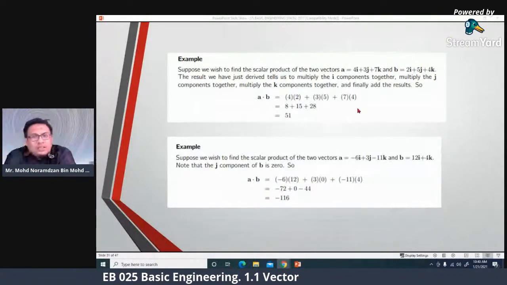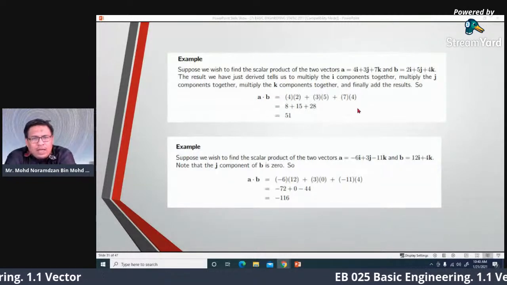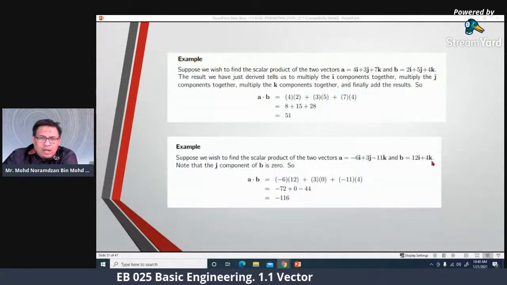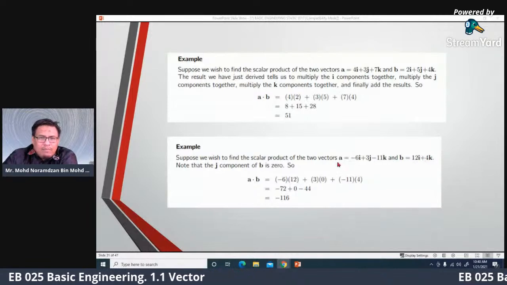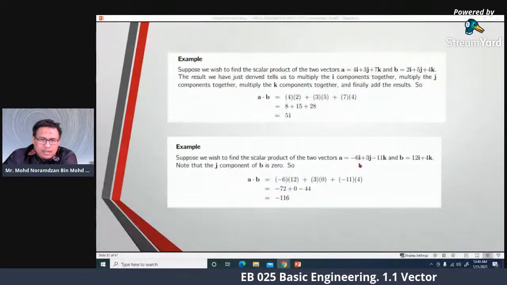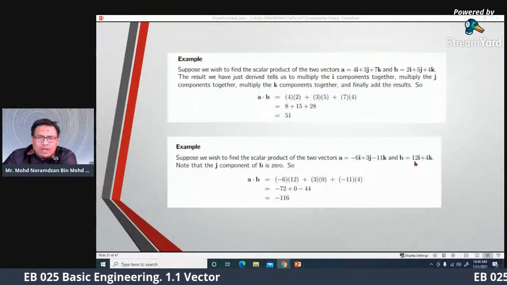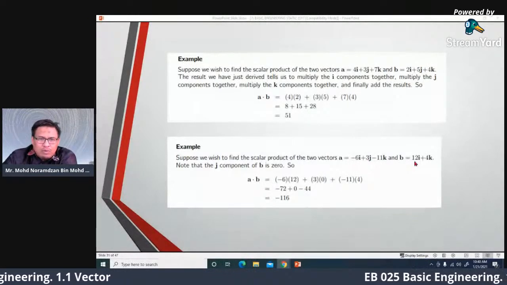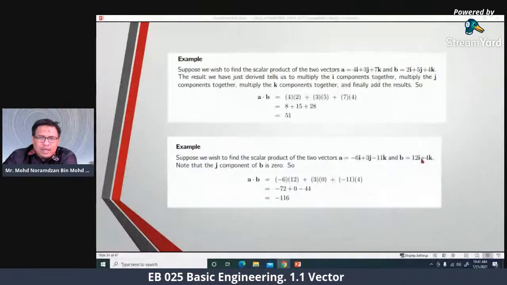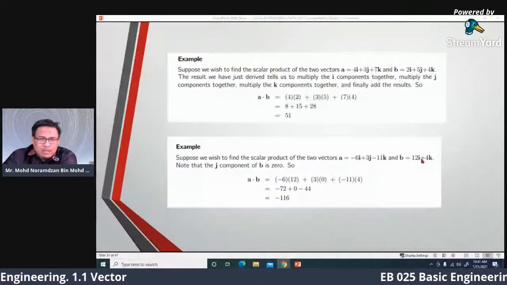Suppose we wish to find the scalar product of two vectors again. This example does not have a j component. A is minus 6i plus 3j minus 11k, and B equals 12i plus 4k. So A dot B is minus 6 times 12, plus 3 times 0 because B doesn't have a j, plus negative 11 times 4.